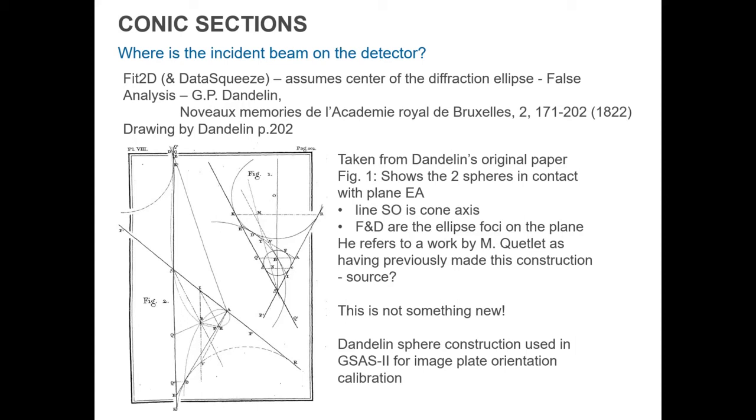Basically, you have the cone, and you put a small sphere below the plane and another sphere above the plane. And the centers of those two spheres will define the line that passes through the center of the diffraction cone. And the rest of it is just geometry based on that construction. GSAS-II uses this construction to work out where the beam is from a two-dimensional image.